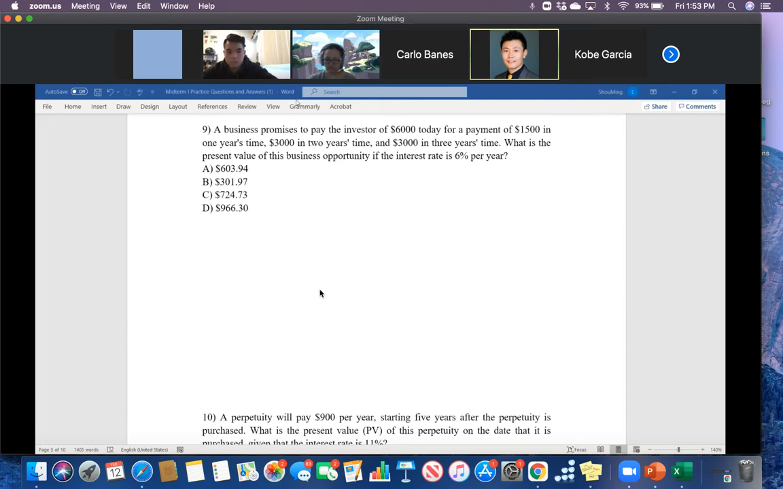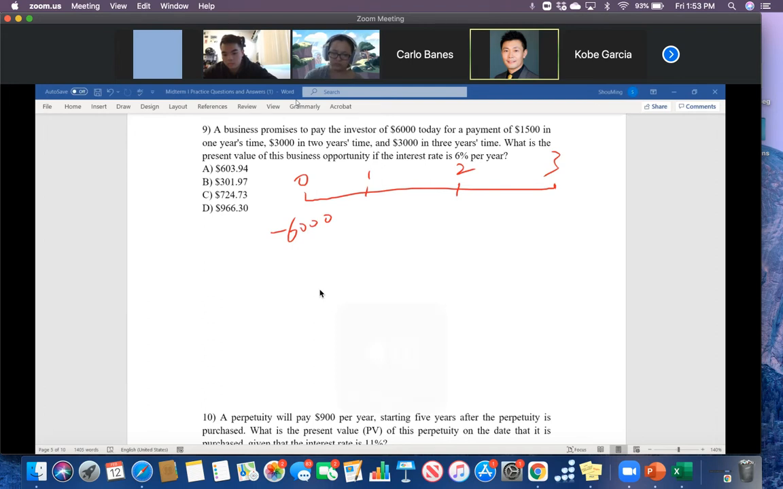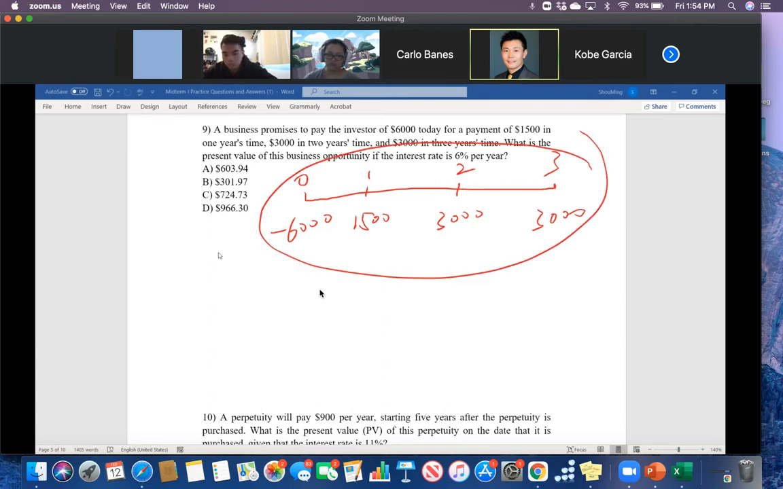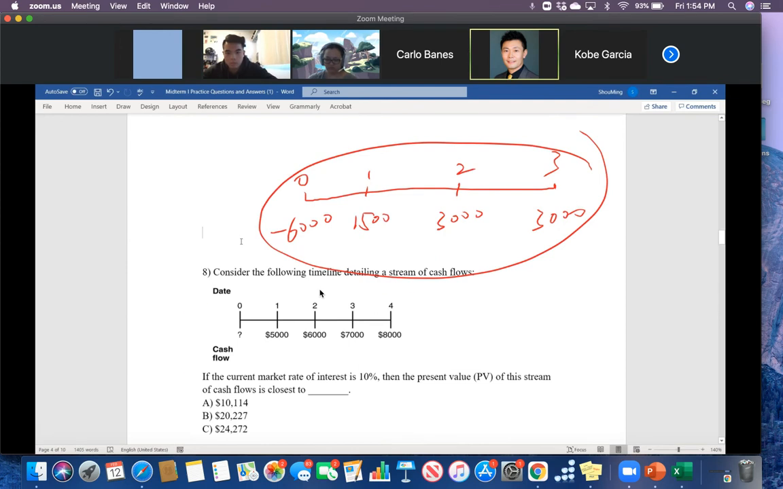So to answer this kind of question, the important thing is to visualize the cash flows. So how can we do that? The easiest way is to draw the timeline. We have 3 years. From the beginning, you need to invest 6,000, okay, to initiate this investment. And later on in year 1, you will be able to receive 1,500, 3,000 in year 2, 3,000 in year 3, right? So as you can see, this cash flow actually is very similar to our previous cash flows, right?